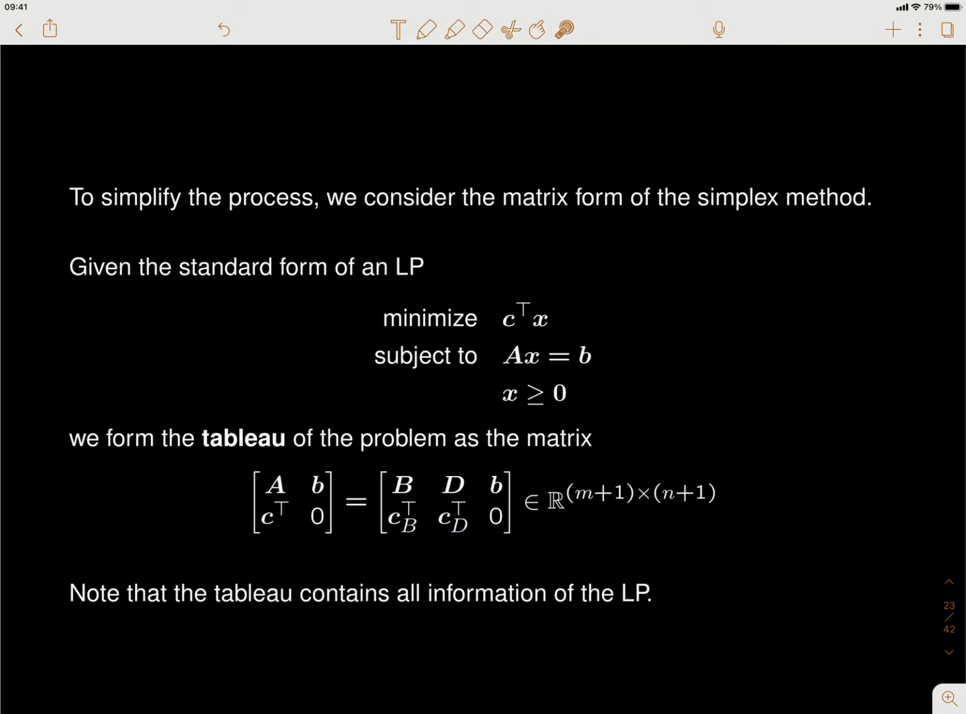As you can see, this tableau contains all the information from the linear program, because in the linear program, these A, B, and C are the only problem parameters. We're supposed to get the x using this A, B, and C.